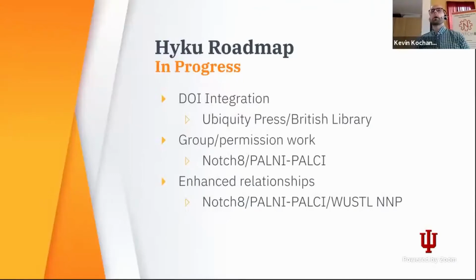A couple of items on the roadmap that are in progress, about to be added, or under discussion include the DOI integration from Ubiquity Press's British Library project. There's also group and permission work coming from Notch 8 and Palni Palsi that may add to the roadmap, and enhanced relationship work that comes from both Palni Palsi and the Washington University NMP project that goes a lot beyond parent-child to "version of" or "is part of" and those kinds of relationships.